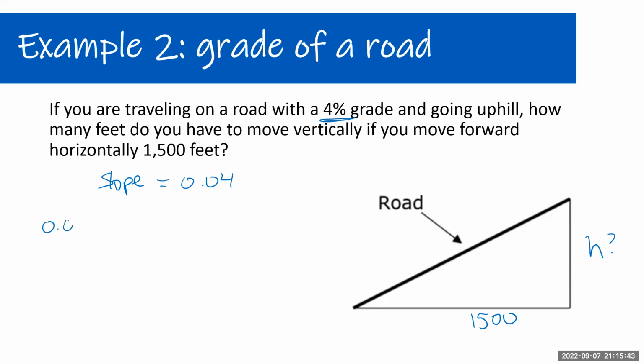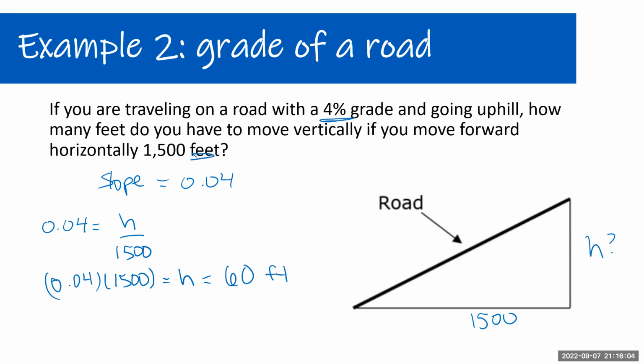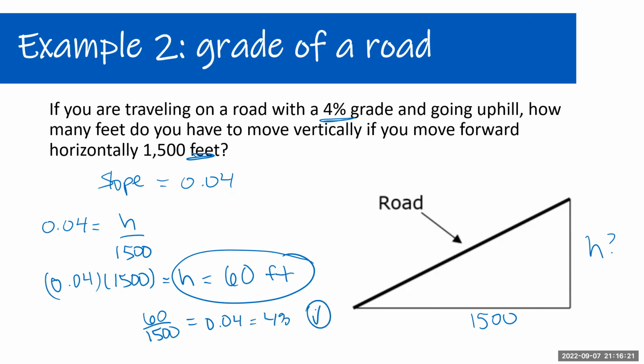So we know that 0.04 is how far we go vertically, which is what we're looking for, divided by how far we went horizontally, which is 1,500. So 0.04 times 1,500 is going to give us our h, which if we do that in our calculator, it's going to give us 60. So we know that we're dealing in feet, so we know that our answer is 60 feet. And again, we could check that. 60 over 1,500 is going to give us 0.04, which we know is 4%, so yay. Okay.